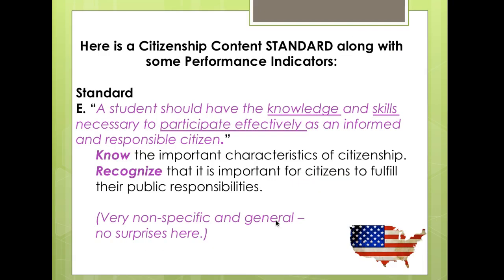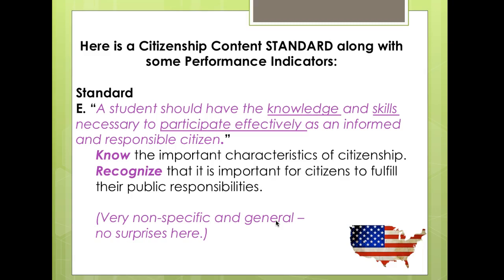So here's a standard. This is a citizenship standard. A student should have the knowledge and skills necessary to participate effectively as an informed and responsible citizen. They should know the important characteristics of citizenship, and they should recognize that it is important for citizens to fulfill their public responsibilities. This is very nonspecific and general. No surprises here. This is the standard. The standard has these very vague terms. For you, the teacher, your goal is to narrow it down into actionable, measurable goals and objectives.